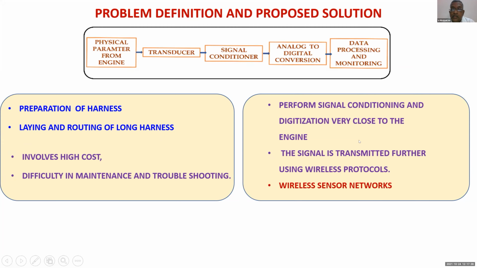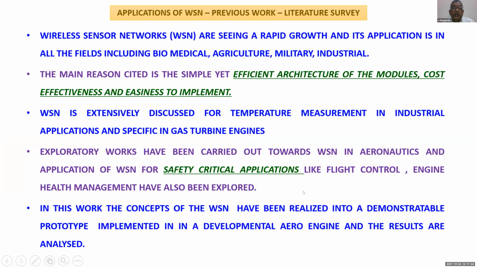The signal is further transmitted using wireless protocols and wireless sensor networks. So there are various works happening on WSN across biomedical, agriculture, military, and industrial fields, mainly for the efficient architecture of modules, cost effectiveness and ease of implementation. This is being used everywhere. These days, WSN has applications in safety critical areas like flight controls and health management also.